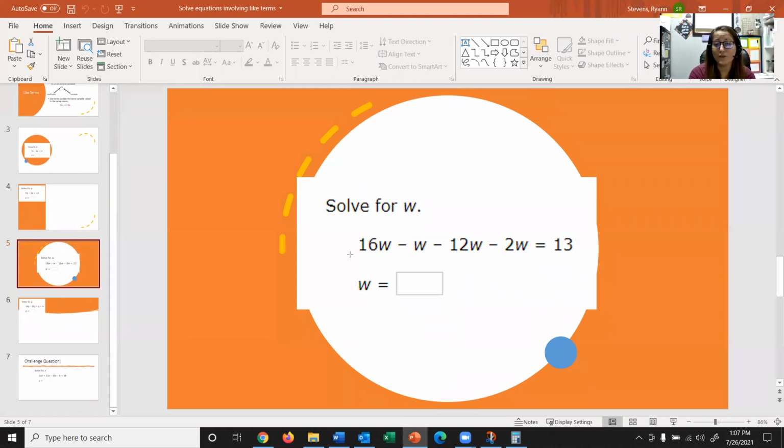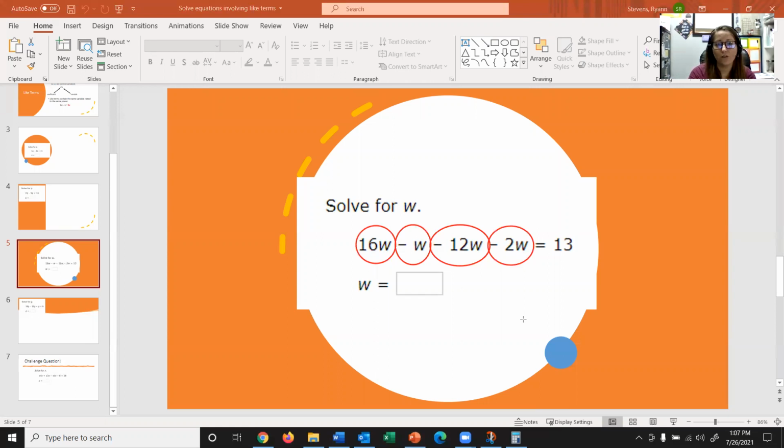So the first thing I'm going to do is put my circles around anything that has that variable that is the same. So right now we're looking for any term that has W. So we've got a 16W, we've got a negative W, we've got a negative 12W, and we've got a negative 2W. And now, since this is addition, subtraction, we're just going to go straight across, just as the order of operations tells us to do so.